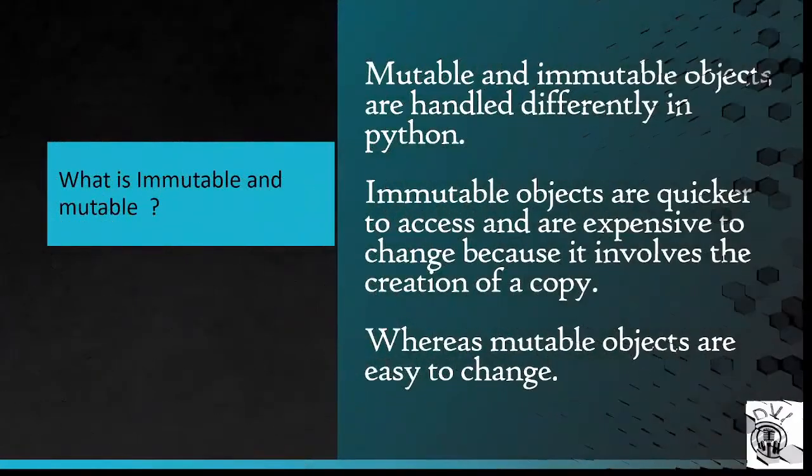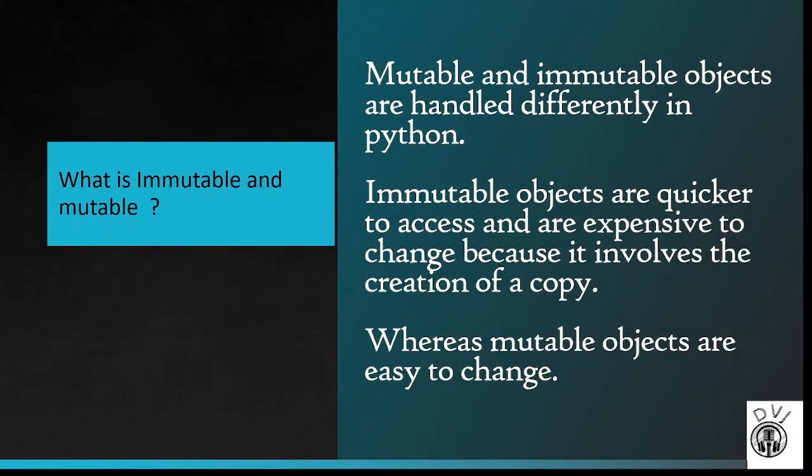Mutable and immutable objects are handled differently in Python. Immutable objects are quicker to access and are expensive to change because it involves the creation of a copy, whereas mutable objects are easy to change.